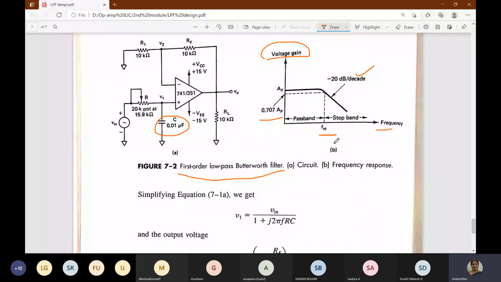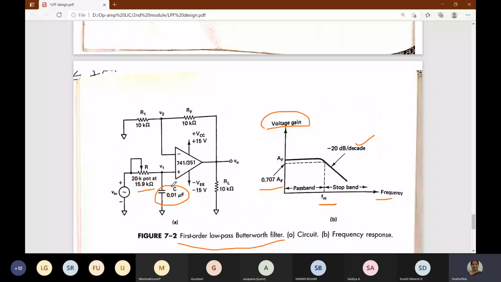Now the circuit diagram is clear and the frequency response is clear. Now we'll find the value of R. We got the value of R as 15.9 kilo ohm. That depends upon the design. So we'll move on with the notes now.